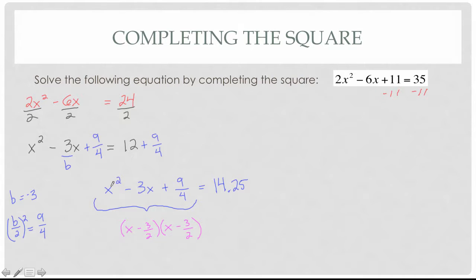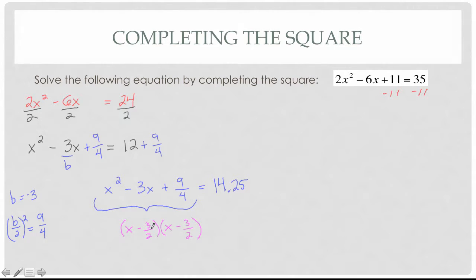X times x gives me the x squared. I have x times negative 3/2, but I have another x times negative 3/2. So negative 3/2 minus 3/2 is going to give you negative 3 for the middle term. And if I multiply negative 3/2 times negative 3/2, I get my positive 9/4. So if you multiply, I get right back to this.